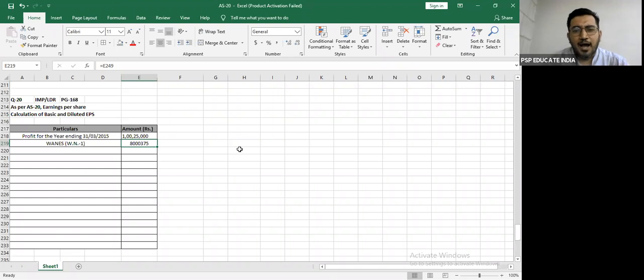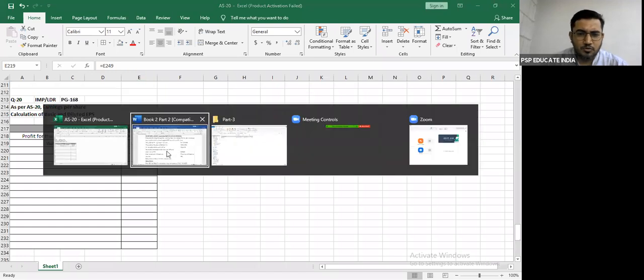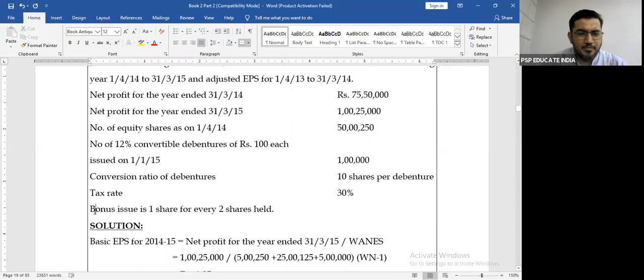Okay, I have two questions. One says, where is it mentioned that you have to calculate bonus? So this is where we have made an addition in the question. You have to calculate bonus. Right, so I hope your doubt is solved.